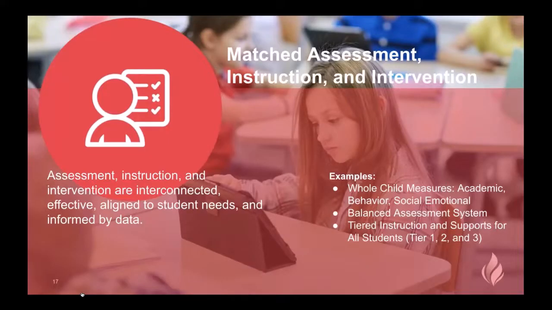So we're going to start with that one. So let's try to unpack this a little bit. We have our assessment, instruction, and intervention, which are interconnected, effective, aligned to a student's needs, and informed by data.